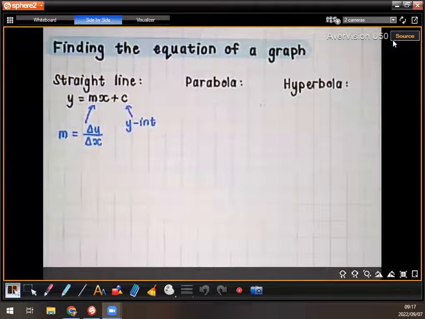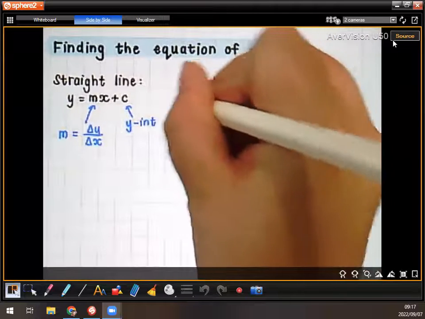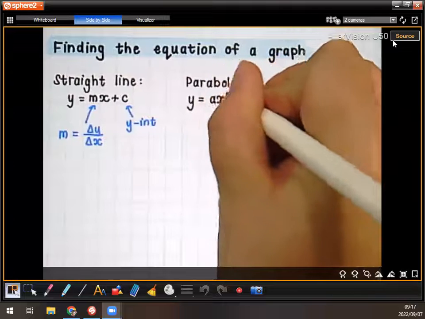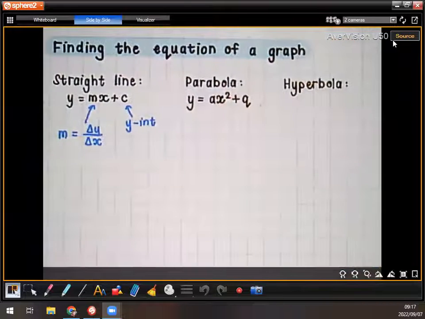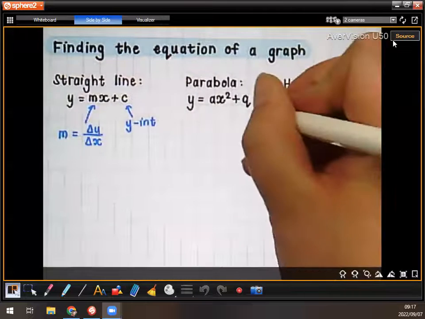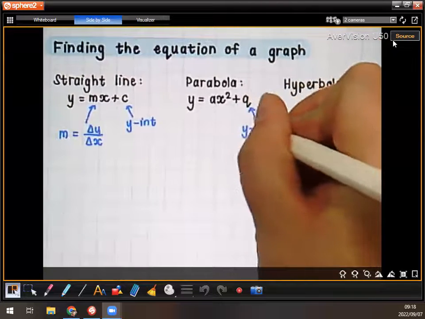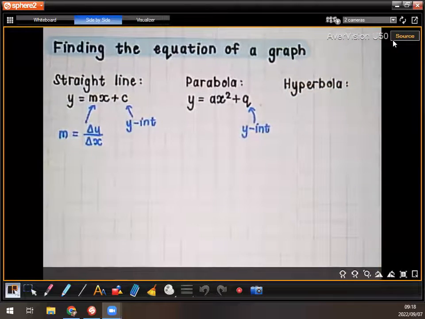Okay, parabola, what is that standard form? Y equals ax squared plus q. What is q, guys? Y-intercept. You can call it q if you want to. Q is the y-intercept, just like with the straight line.